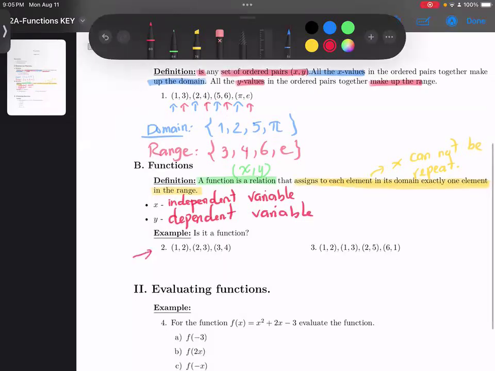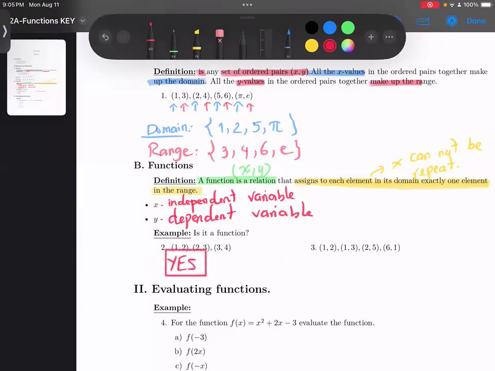Now let's take a look at these two examples here. Can you tell me, is it a function or not? Remember, a function is a relation, meaning it is an ordered pair (x, y), which these two problems represent. But in order to be a function, x cannot be repeated. So let's see. It looks like this one right here is a function. I don't see any repeated x. So yes, it is a function.